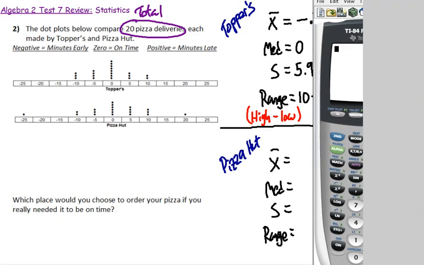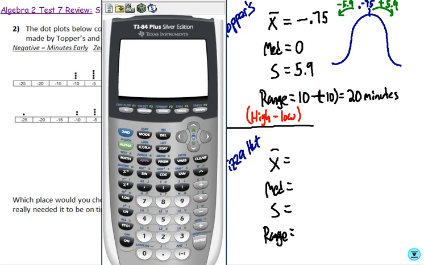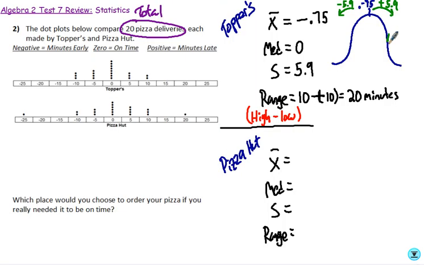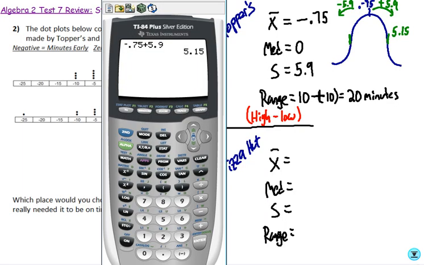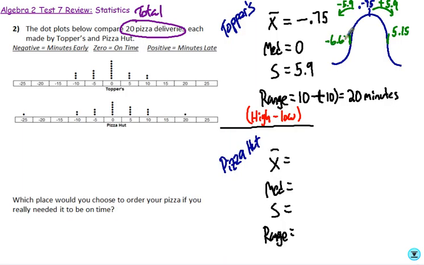And again, we can clear that out. So negative 0.75 plus 5.9, and I get 5.15. So let's say 5.15. And on this side, if I took negative 0.75 and I subtracted 5.9, I get negative 6.65. So negative 6.65.